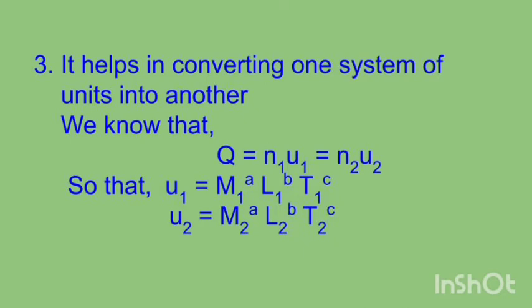If M1 L1 T1 and M2 L2 T2 be the units of mass, length and time in two systems, and a, b, c be the respective dimensions of the quantity in mass, length and time on both the systems, then U1 is equal to M1 to the power a, L1 to the power b, T1 to the power c, and U2 is equal to M2 to the power a, L2 to the power b, T2 to the power c.